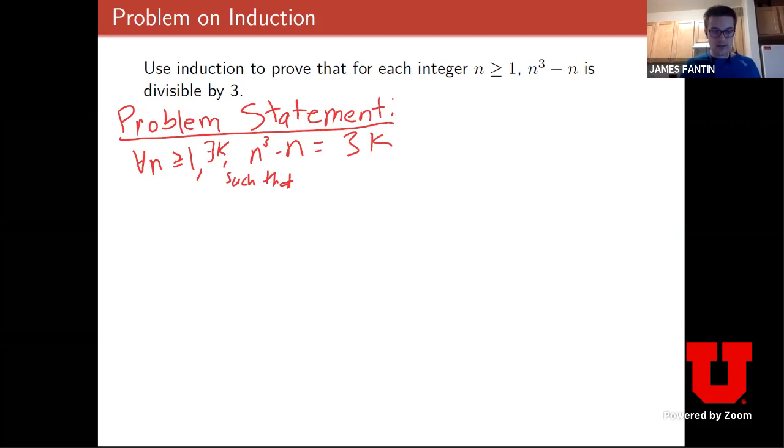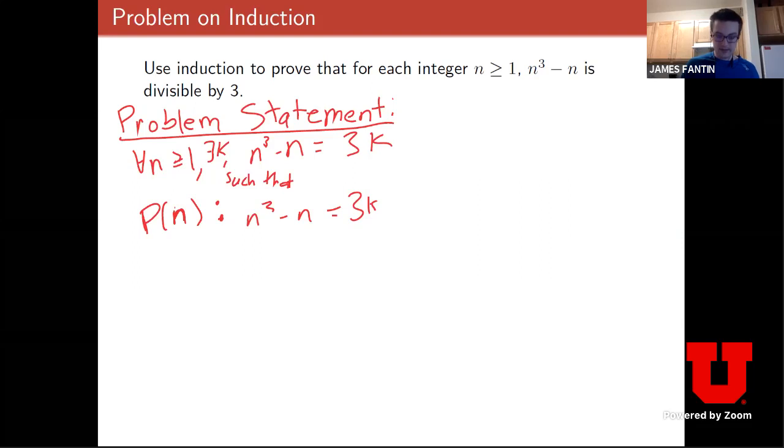And then something we always want to do with induction is introduce some proposition, P of n, is usually the notation we use. You may recall from the lecture that we restated it as some P of n. This statement is true for some value of n, and that's what P of n is. So P of n just means n cubed minus n is equal to 3k, and we want to prove that P of n is true for all n greater than or equal to 1.